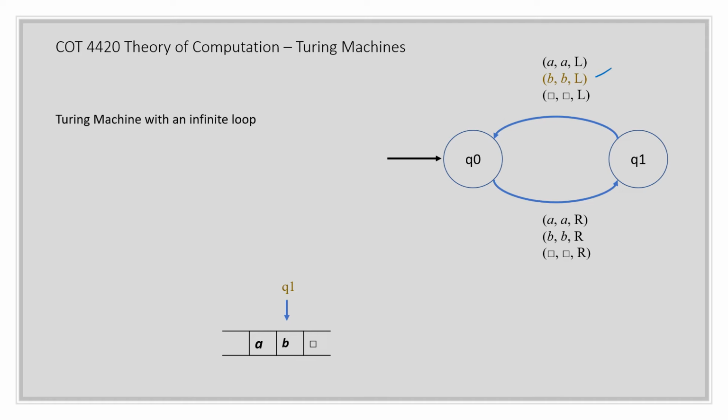It's never going to end up in any accepting state. It's never going to find the blank. It's never going to get there. It's just going to keep going back and forth. And again, this doesn't demonstrate any particular language. It's just demonstrating what an infinite loop on a Turing machine looks like.